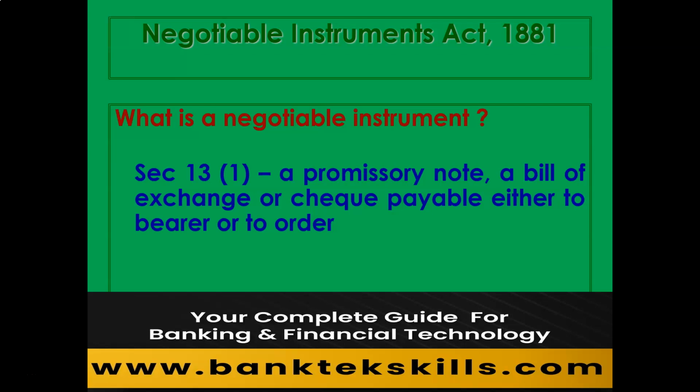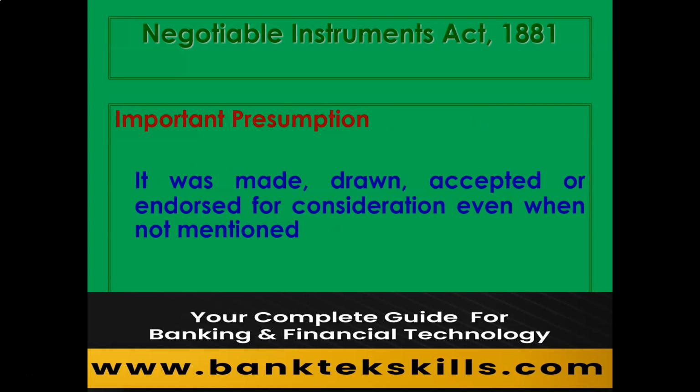What is a negotiable instrument? As per section 13(1), a promissory note, a bill of exchange, or a check payable either to bearer or order, right? Bearer means whosoever holds that check or promissory note. A bill or check is payable to the bearer and to the order of whom it is ordered. So a promissory note, bill of exchange, check either payable to bearer or order. I'll explain bearer and order in a separate video.